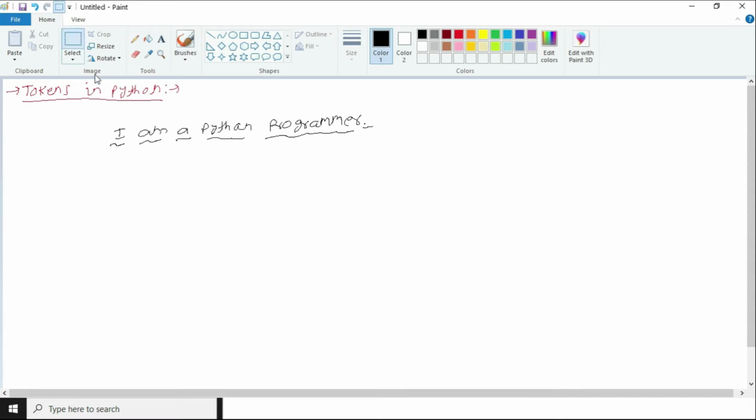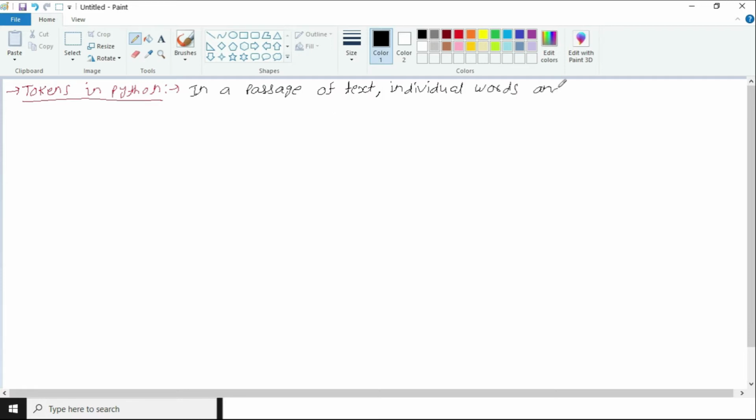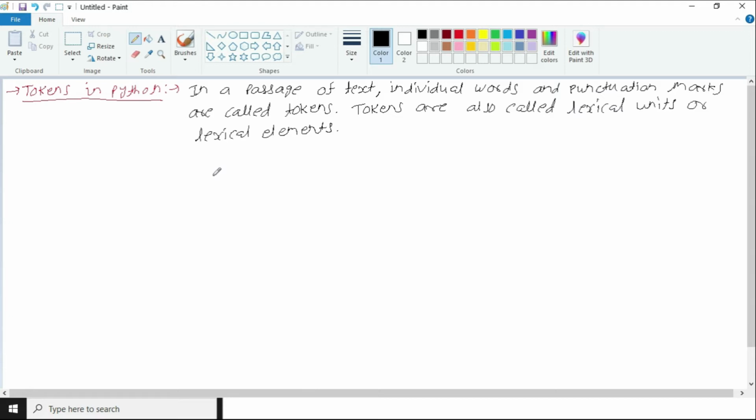Okay, so let's see the definition of tokens. In a passage of text, when you pass a text through a reader, the individual words and punctuation marks are called tokens. Tokens are also called lexical units or lexical elements. So we can say that the smallest individual unit in a program is known as a token.